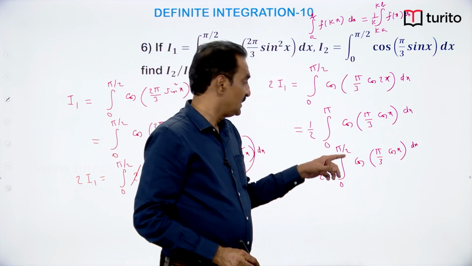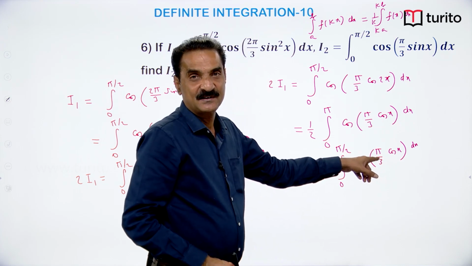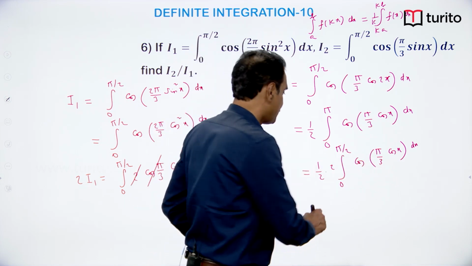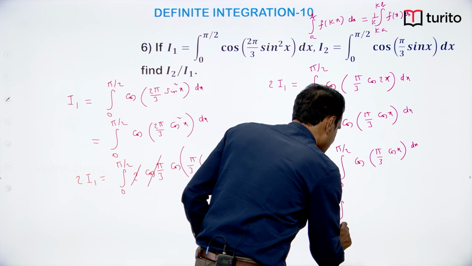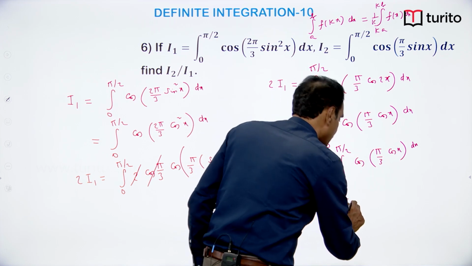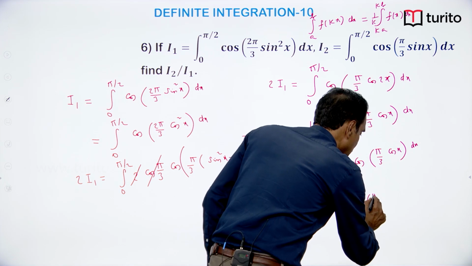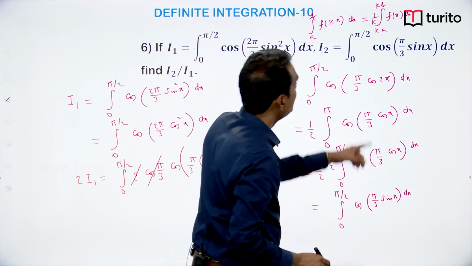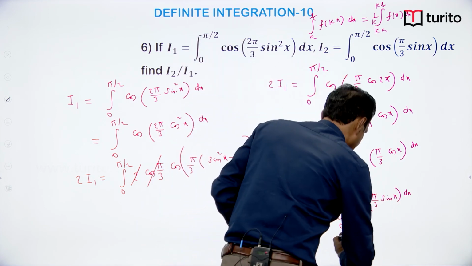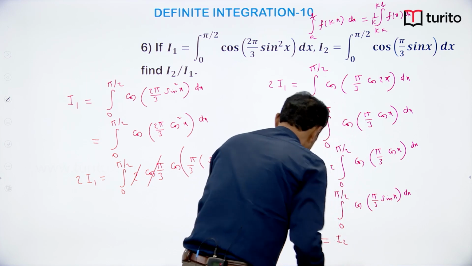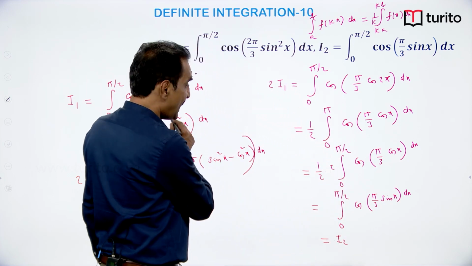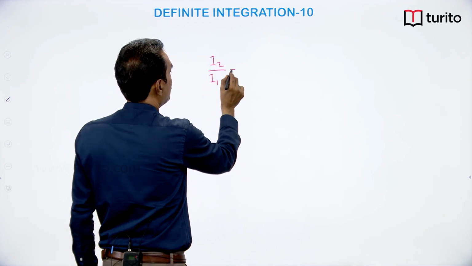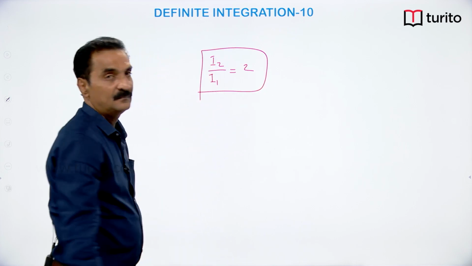Now, use the property, replace x by pi by 2 minus x. What happens? Cos of pi by 2 minus x becomes sin x. 2 cancels, we will get integral 0 to pi by 2 cos of pi by 3 sin x dx, which is I2. Therefore, what is asked? I2 by I1 will be equal to 2. Okay.